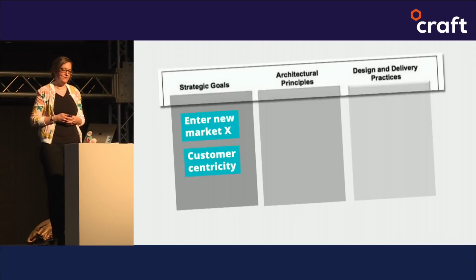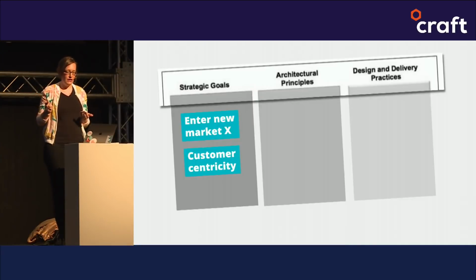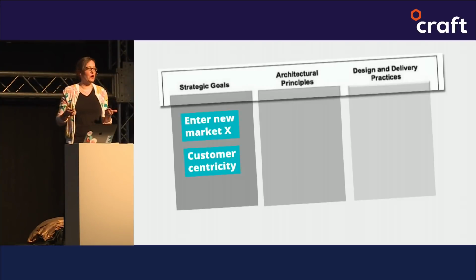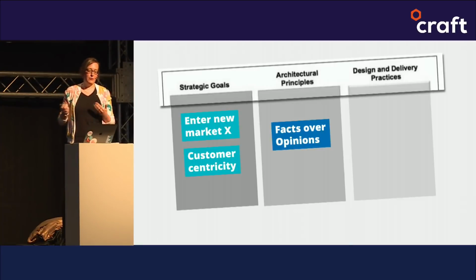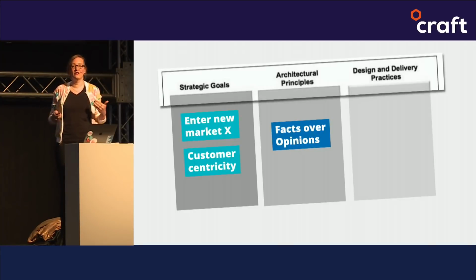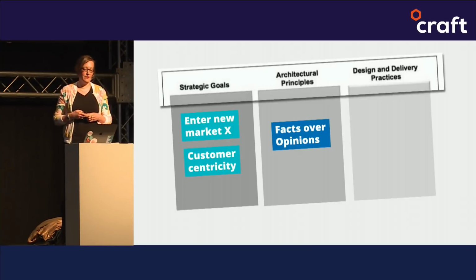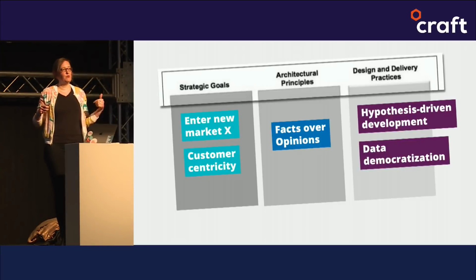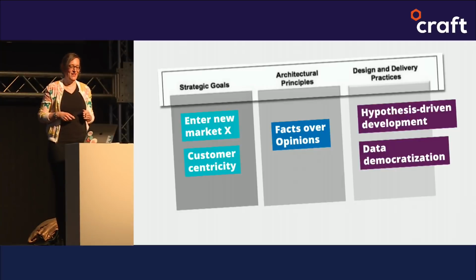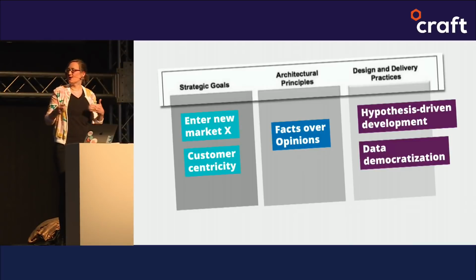So an example of this might be, let's say your organization wants to enter a new market, and maybe they want to focus more on customer centricity. Then a principle you might have, and again, a catchy title, is facts over opinion. So you want to focus more on driving things through data. And then practices you might want to establish could be things like hypothesis-driven development or data democratization, so access to your data for everybody in the organization so they can use it to guide their decisions.